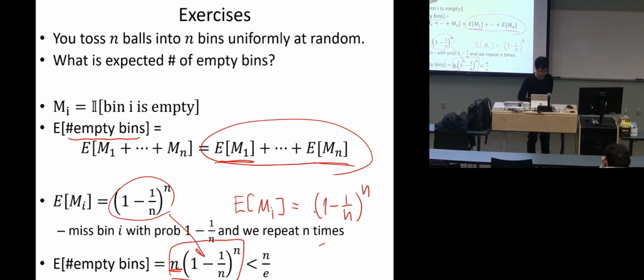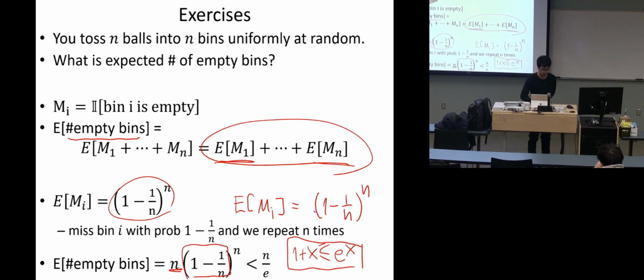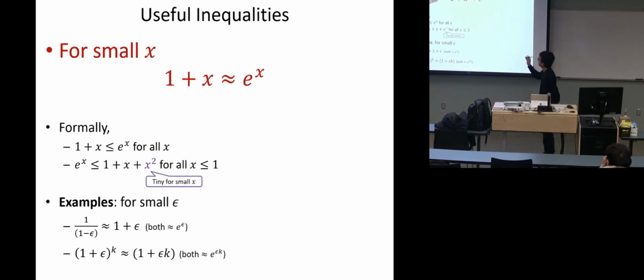And the way to see this is that this is a useful inequality that I want you to remember. 1 plus x is at most e to the x for any x. So it means that this thing is e to the minus 1 over n, and everything here to the n. So this is just 1 over e. Make sense? Good.